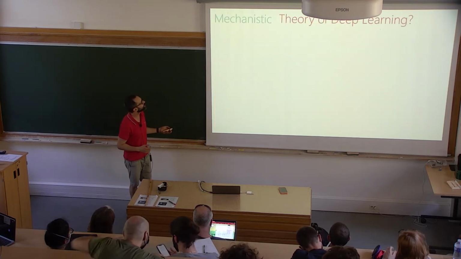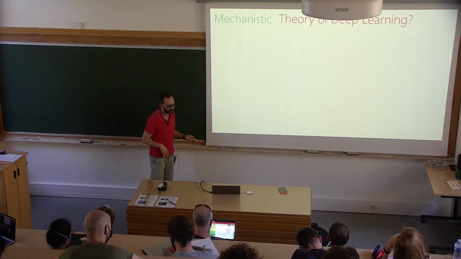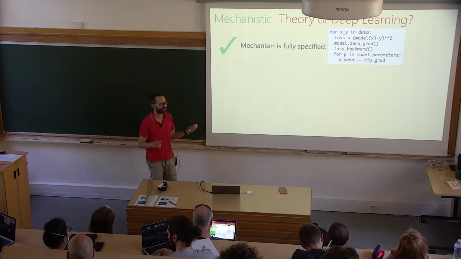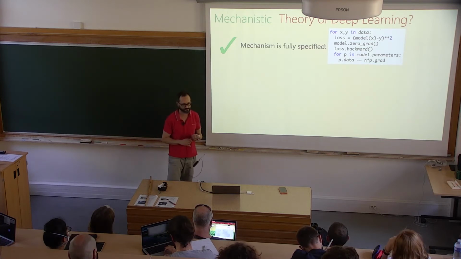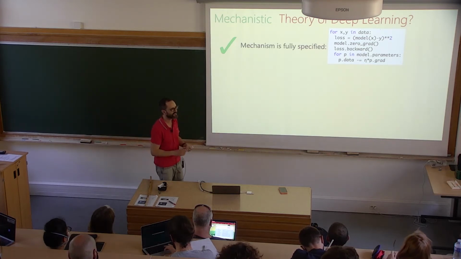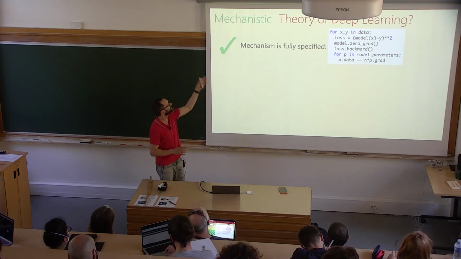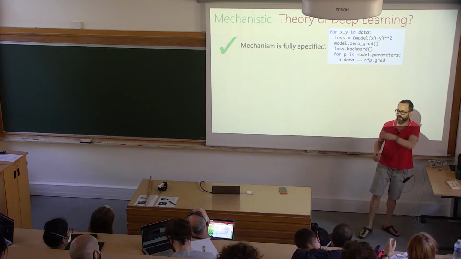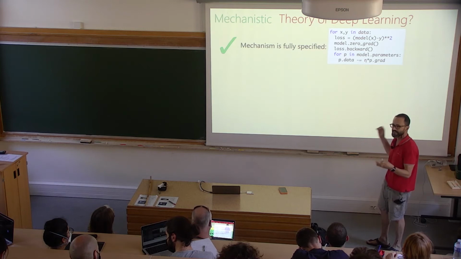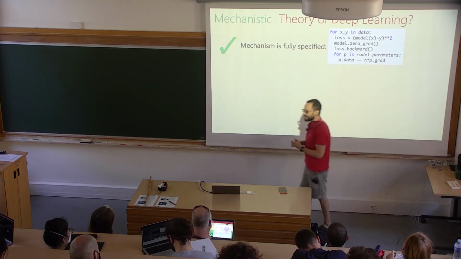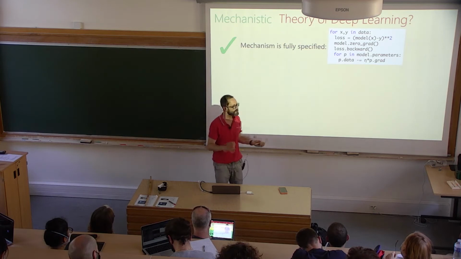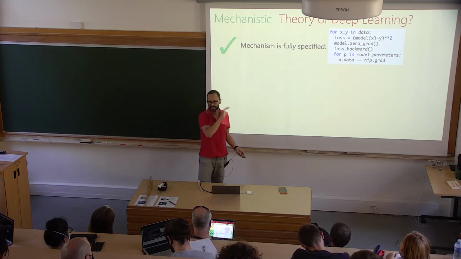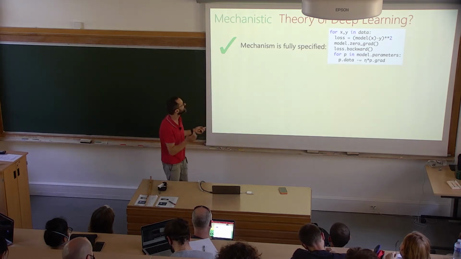So suppose we want to ask about a theory of deep learning and a mechanistic theory. There is one advantage for deep learning compared to everything else, even compared to classical mechanics, which is that the mechanism is fully specified. The code is right here. You know exactly what the system will do. You can rewind it and do it again, and you know exactly. There is no mystery in that sense. Everything is measured, everything is precise, and everything is reproducible. So it seems like, if anything should have a mechanistic theory, then this should be it.